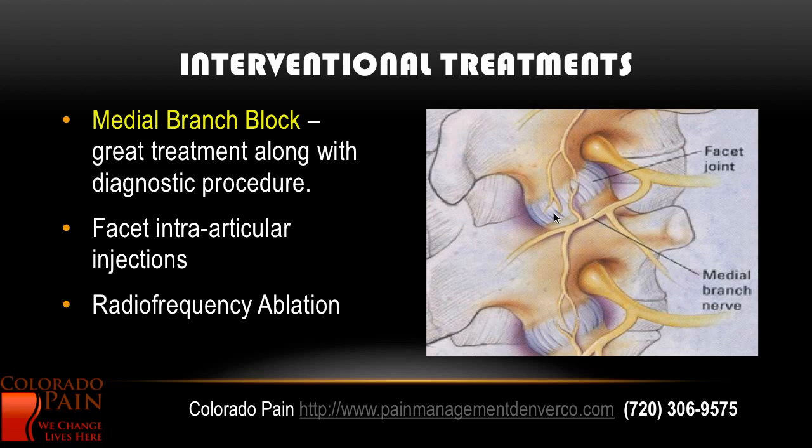Interventional treatments, as mentioned, the medial branch block is a great treatment along with a diagnostic procedure. Here you see a facet joint right there. This is a nerve root, and then coming off of the nerve root are these medial branch nerves that supply sensation above and below. So if you do a medial branch block, you're actually deadening the sensation from these little nerve endings. You're not dealing with the nerve root, just those. That can be very helpful. The facet injections actually go into the joint itself.